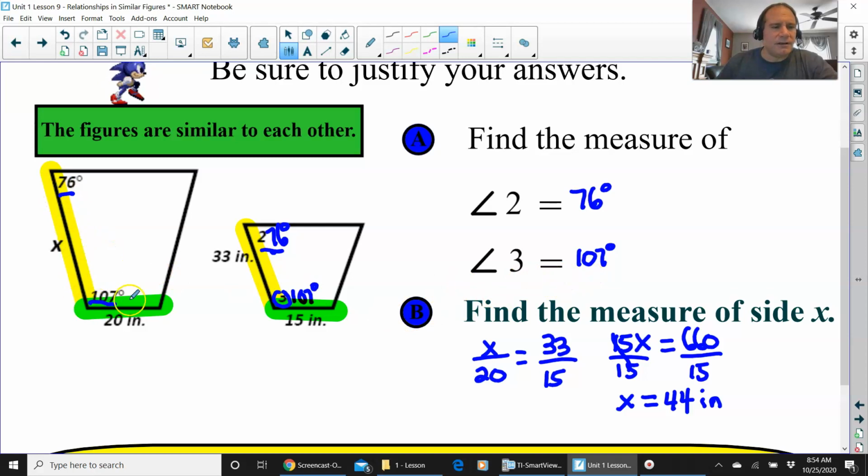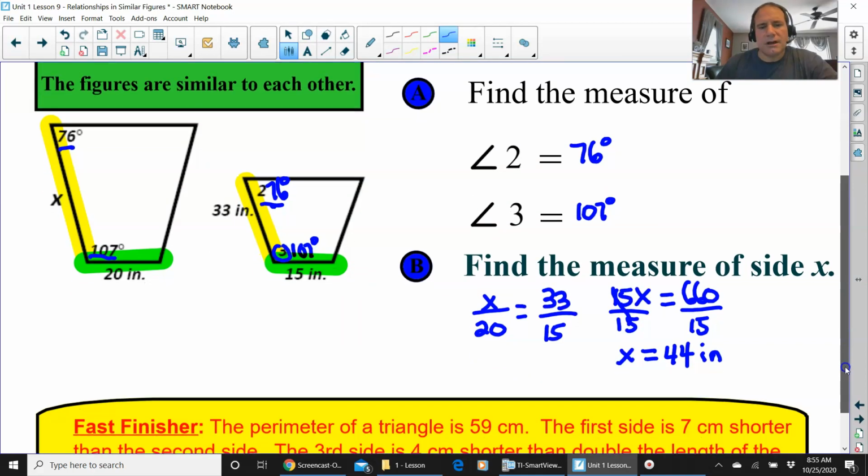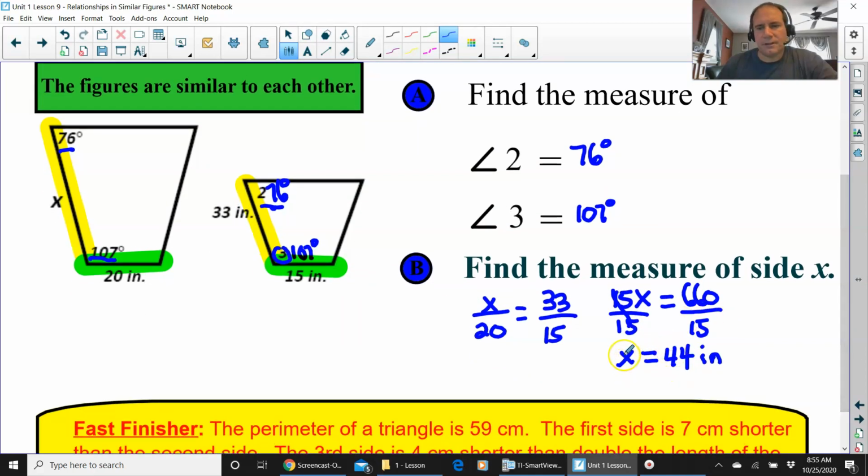Then I use the highlighters to identify the corresponding sides, both yellow corresponding and both green corresponding. So I put x over 20 using the sides of that first figure first, equals 33 over 15. When you go ahead and create your proportion, you cross multiply, that's basically it. X equals 44.